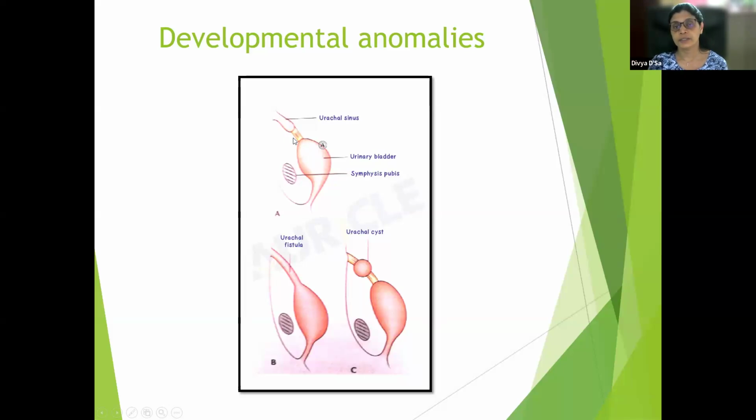Here, the proximal portion remains patent, while the distal portion would have formed the ligament, so that will form the sinus. If both the proximal and distal portions obliterate and only the center remains, it forms the urachal cyst, just similar to the vitellointestinal duct.